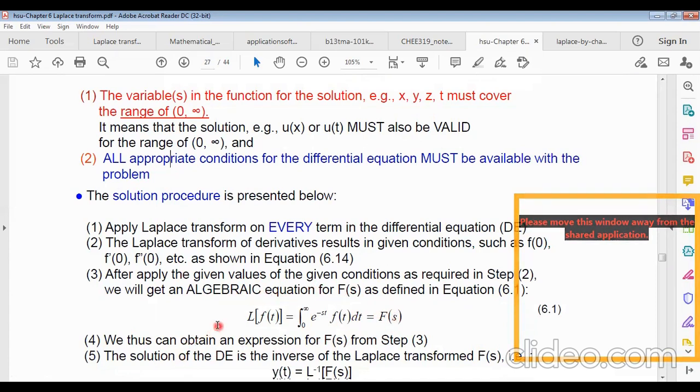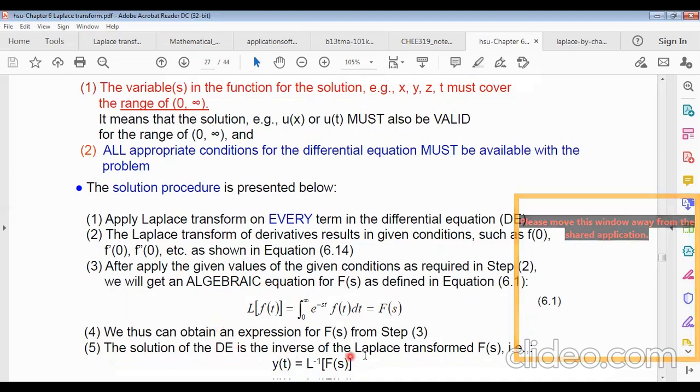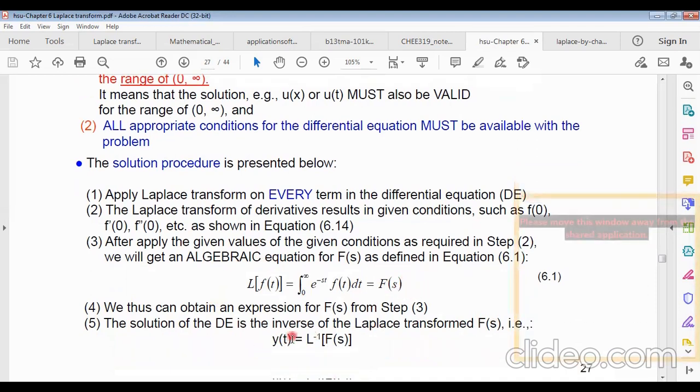Then the solution of the differential equation is the inverse Laplace transformation of F of s. Then we have to find the inverse of F of s, which will be the solution of the differential equation. That means y of t equals the inverse Laplace transformation of F of s. So we have to solve using these steps. Now we'll try to solve an example.